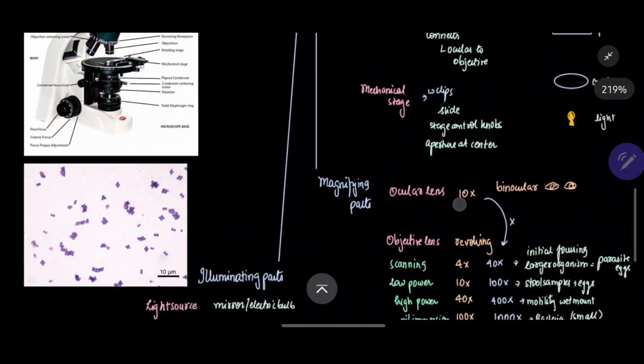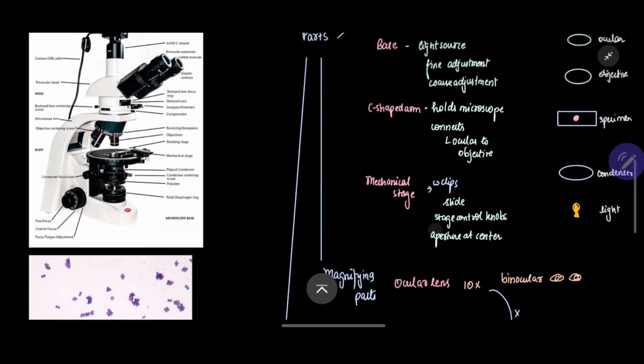So what are these two held by? These are held by your C-shaped arm. It is connecting your ocular lens to your objective lens.